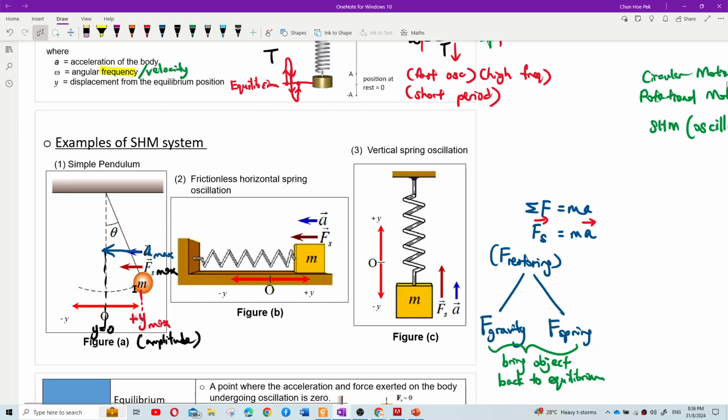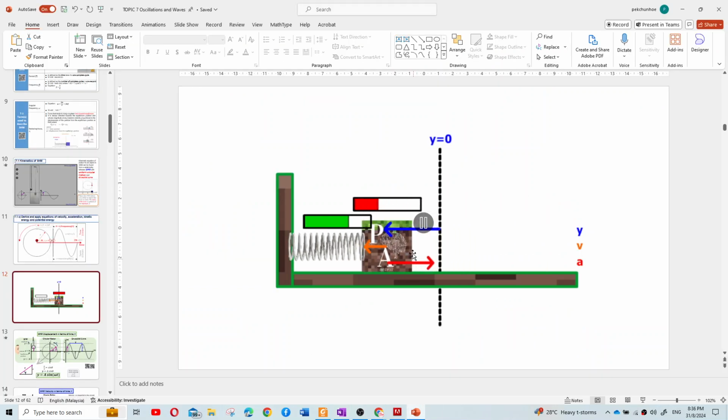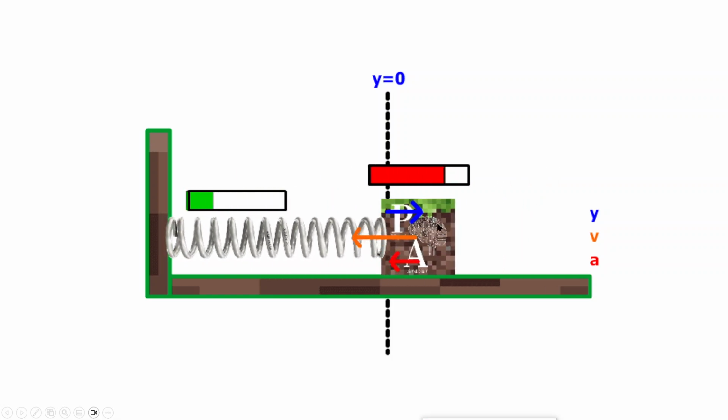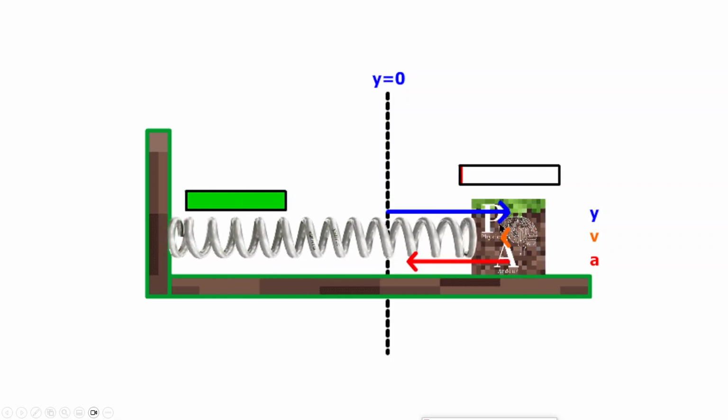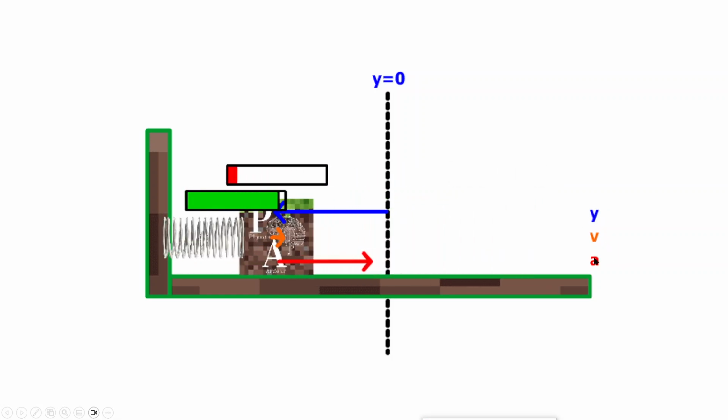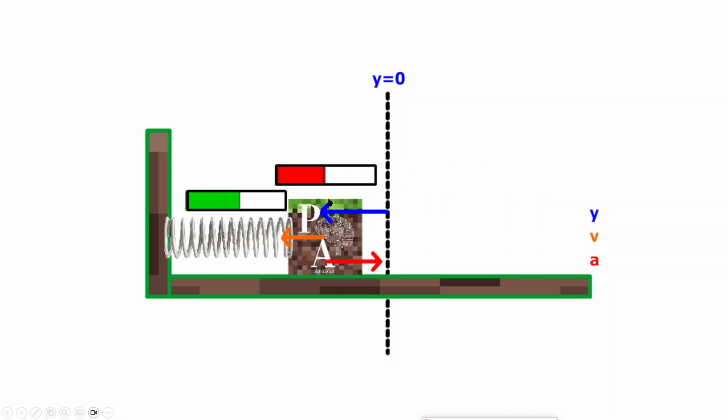At the amplitude, displacement is maximum, acceleration is also maximum, and restoring force is also maximum. But this acceleration and restoring force are in the opposite direction to the displacement. Understand? Go back to this. See the blue line and the red line? At the amplitude, both lines are at their maximum, the longest for displacement and acceleration, but in opposite directions.